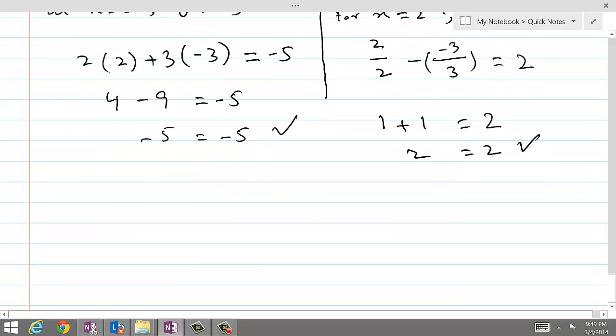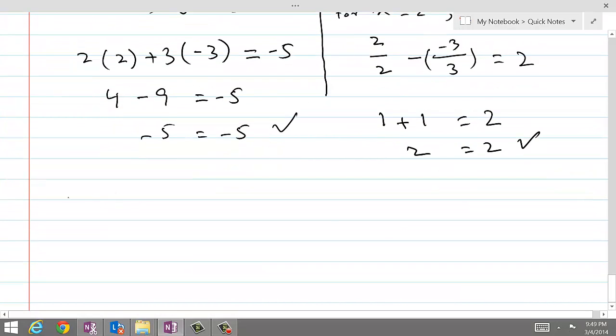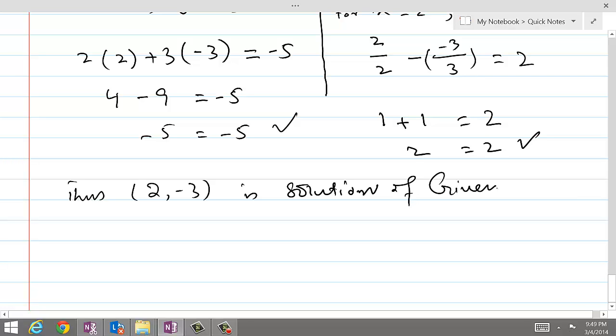So we have proved that the solution 2, minus 3 is the solution of the given system. So this is how we can use the substitution method for finding the solution of a system of linear equations. So in the next video we will discuss another method.